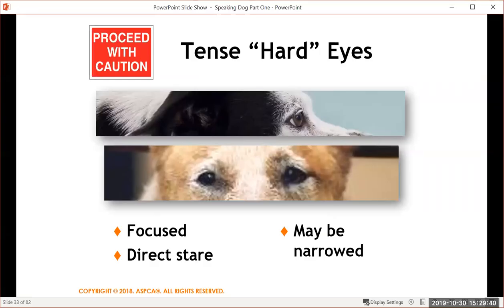Then we have hard eyes, obviously, in contrast to soft eyes. And you'll see up here, I've got proceed with caution. When we talk about hard eyes, it's because the face is tense at that point. So the dog may be narrowing his eyes. He's usually very focused on something and often staring directly at something when you see those eyes. So it's something that you definitely want to heed. Next slide.